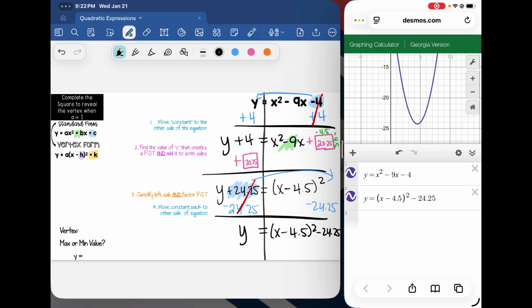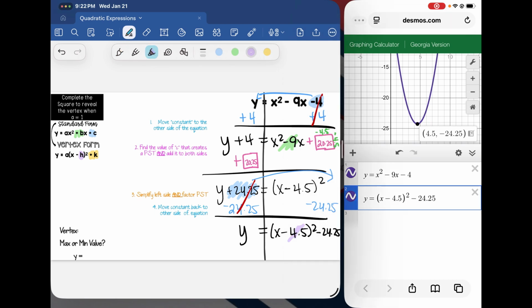And they're the same. So what would our vertex be? H and K. What's the opposite of negative 4.5? A positive 4.5. And my minimum value, because it's the lowest point on the graph, would be y is equal to negative 24.25. And what would your axis of symmetry be? 4.5. All right, you could paste these in your notebook.